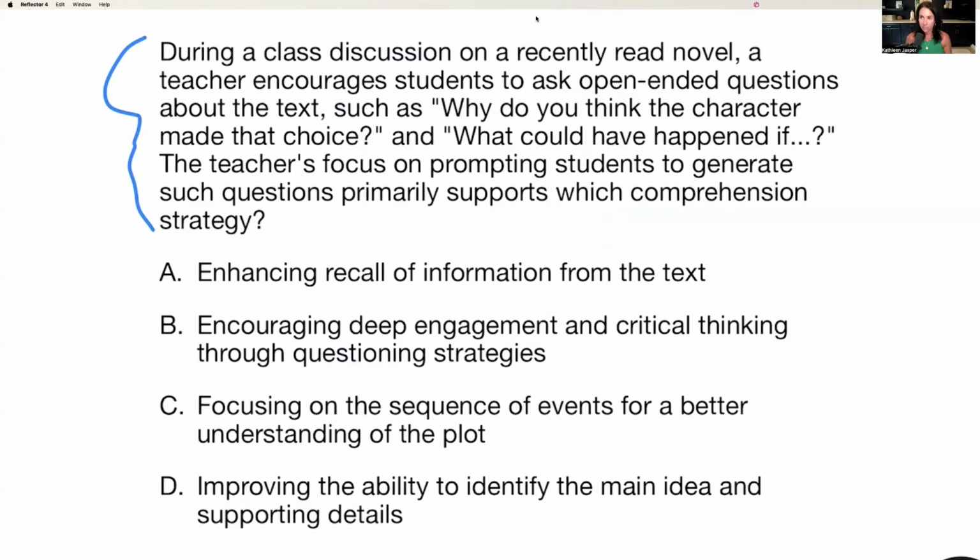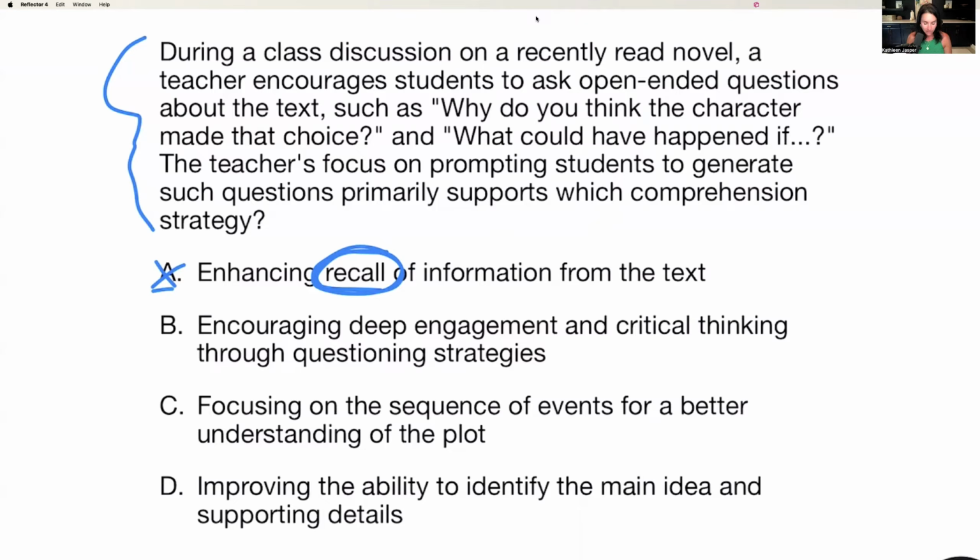I always tell my students to start with the answer choices first. If we can find some good words and eliminate bad words, we can be on the right track here and we won't have to get lost in this big scenario, okay? So A, enhancing recall of information from the text. Now, I talked about the Bloom's taxonomy pyramid. Recall is just remembering or memorizing. Not the best word on the exam. Remember, we want students to be using higher order thinking skills. So let's cross off A just because it kind of has a bad word in it.